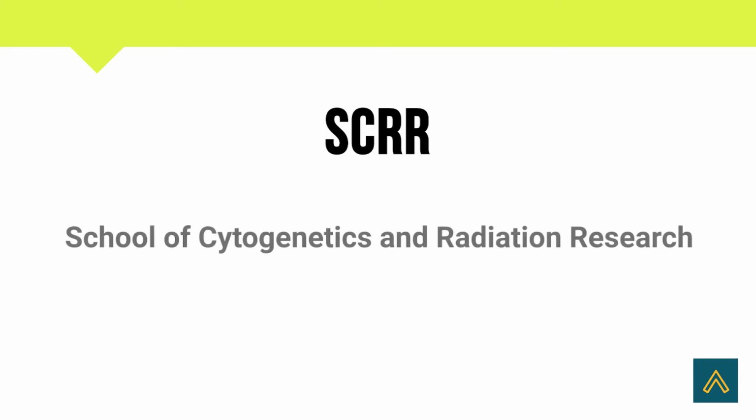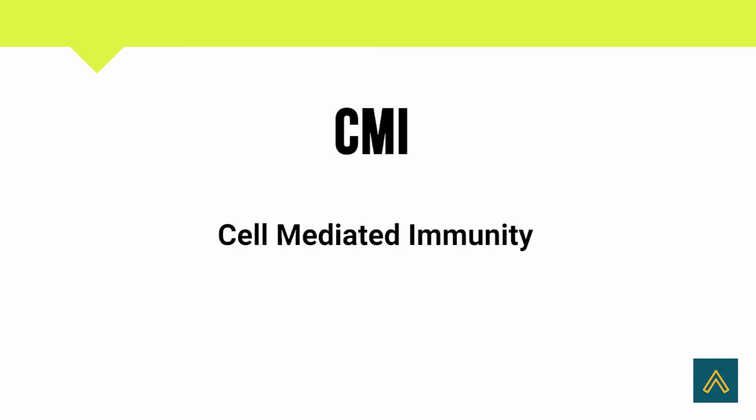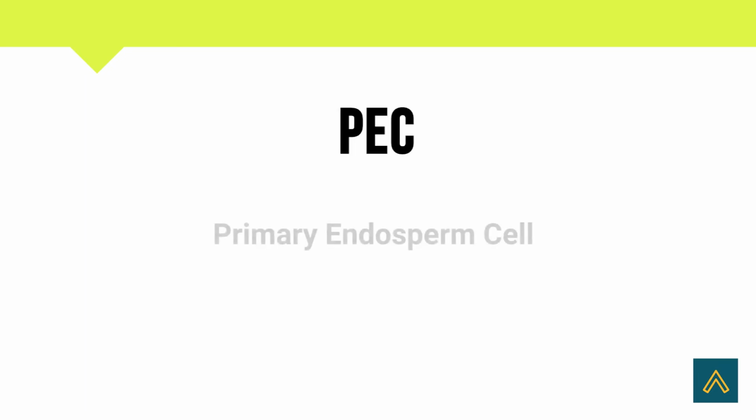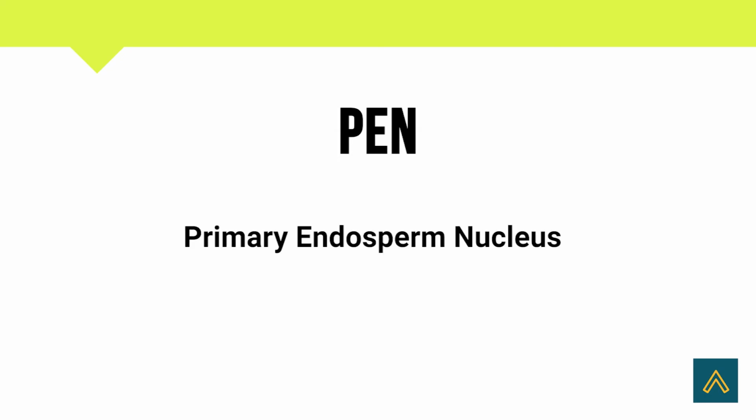SCRR. The full form of SCRR is School of Cytogenetics and Radiation Research. CMI. The full form of CMI is Cell-Mediated Immunity. PEC. The full form of PEC is Primary Endosperm Cell. PEN. The full form of PEN is Primary Endosperm Nucleus.